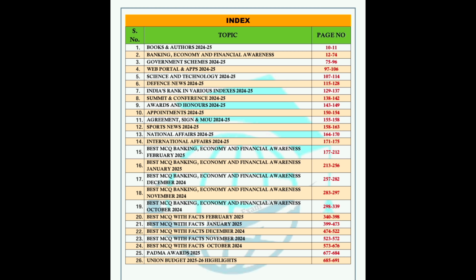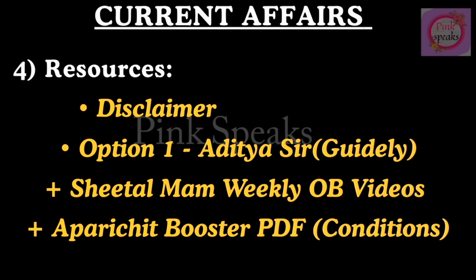If I am reading the Aparchit PDF, see the 15th point, best MCQ banking, economy and financial awareness, and the 20th point, best MCQ with facts. The 15th one is banking current affairs, and the 20th one is current affairs. So if I am reading Aparchit PDFs, I only read these two topics related to the February month. I don't follow anything from point number 1 to point number 14, because I have already followed daily CA. Then what is the need of following it again? So the base is daily CA, then Sheetal ma'am's videos, and then this Aparchit PDF at the time of the exam. And do proper revision, so it will be set.